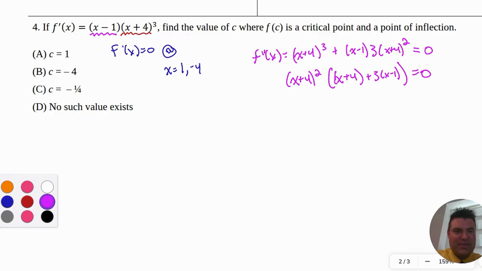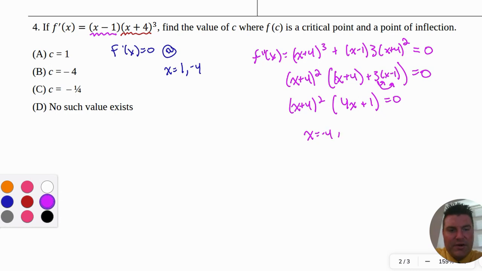Let's go ahead and distribute that 3 and fix that inside a bit here. So I'm going to get x plus 4 squared staying the same. I'm going to get 4x, right, I have 4 x's in there, and then plus 1. Distribute that 3 all the way through there, and you'll get this result equals 0. So I'm going to get x to equal negative 4 and x to equal negative 1/4.